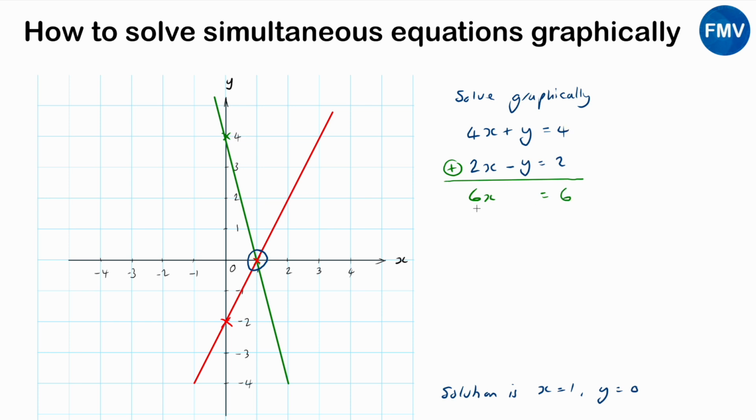Well, to find x, we divide both sides by 6. Therefore, x is equal to 1. Well, that seems to work. And now we substitute this value of x into one of those equations. I will just put it straight into the top one.